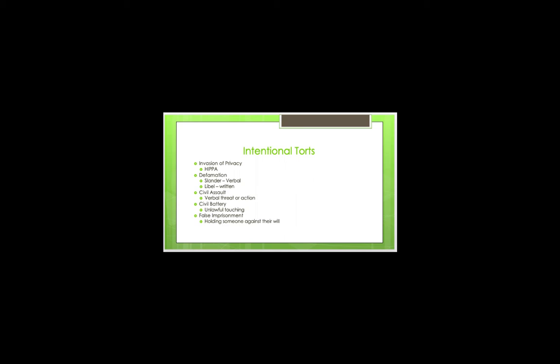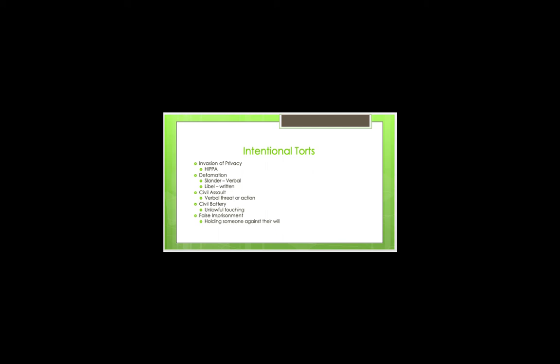Civil assault is a verbal threat or action that makes another person fearful that they'll be harmed. Civil battery often goes along with civil assault, and civil battery is actually touching another person without proper consent, whether harm is done or not. False imprisonment is illegal detention of a person without consent.